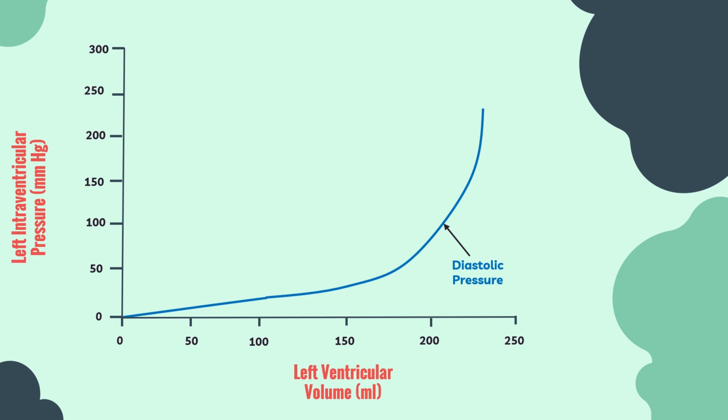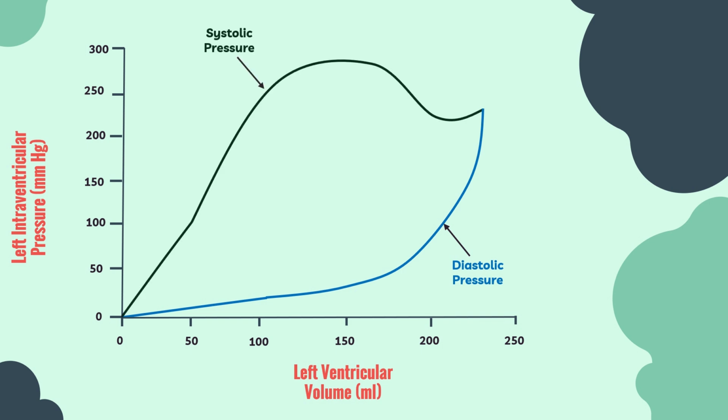The diastolic pressure curve is determined by filling the heart with progressively greater volumes of blood, and then measuring the diastolic pressure immediately before ventricular contraction occurs, which is the end diastolic pressure of the ventricle. The systolic pressure curve is determined by recording the systolic pressure achieved during ventricular contraction at each volume of filling.